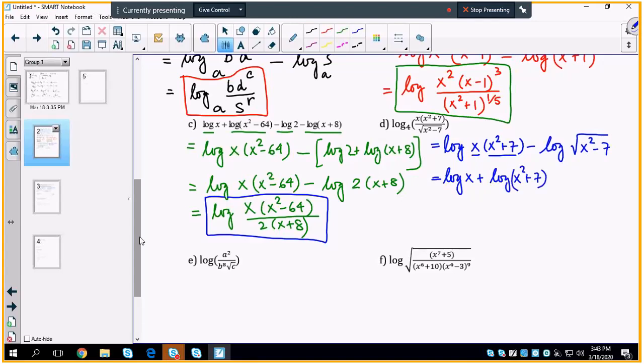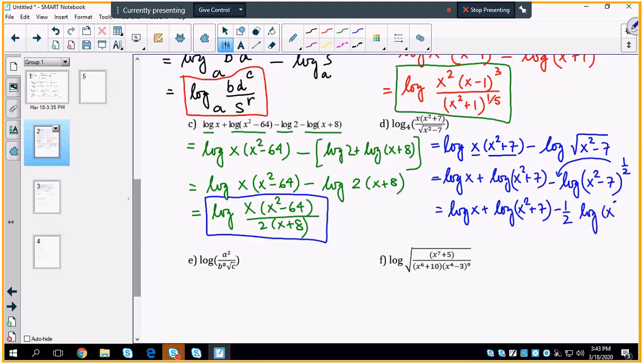Whereas, if you think of the third term, the square root is actually a power. It is the 1/2 power of the (x squared minus 7) term. So using power rule, now I can bring this power in front and call it log of x plus log of (x squared plus 7) minus 1/2 the power comes in front, log of (x squared minus 7). And that will be all the expansion that I can do and will be my final answer to the question.